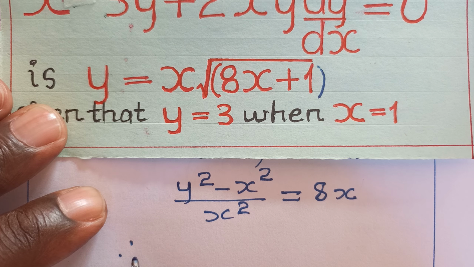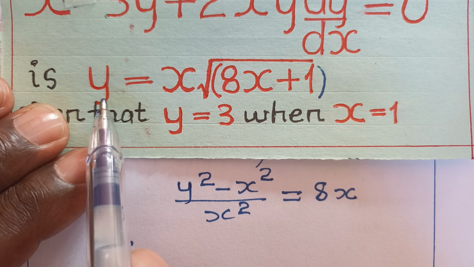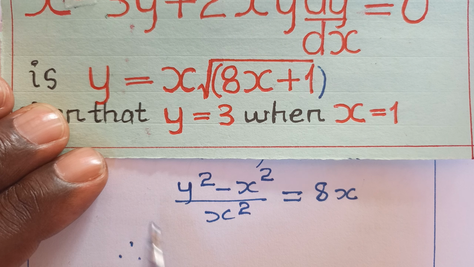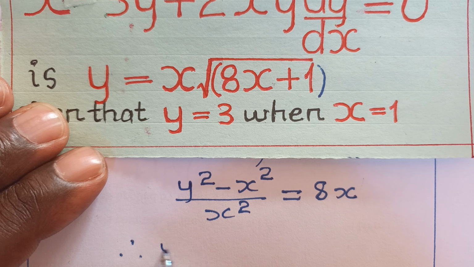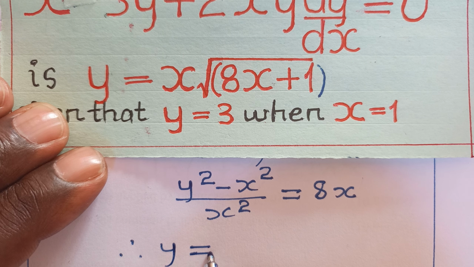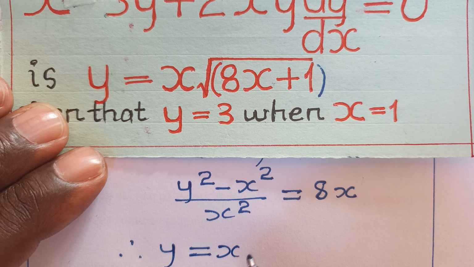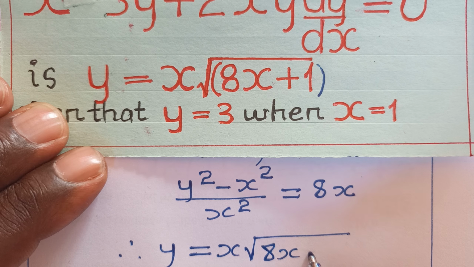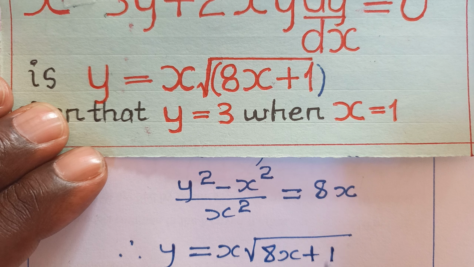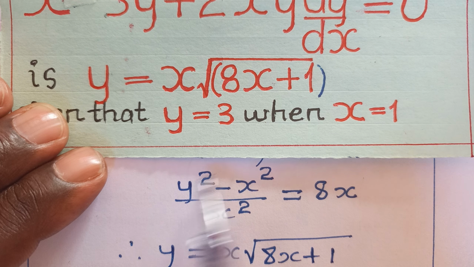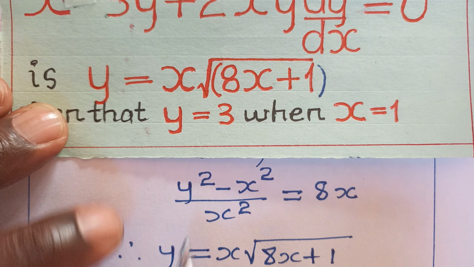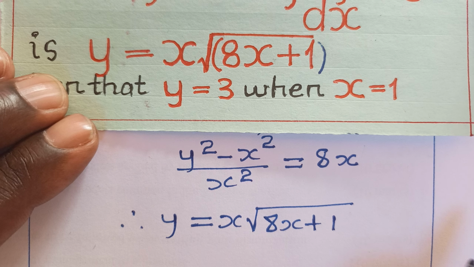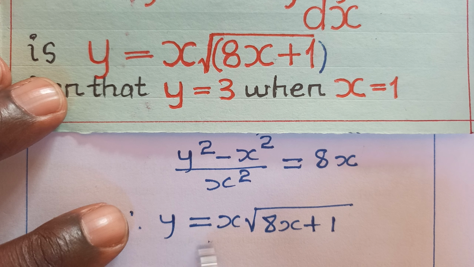For me, let me just go ahead and write this solution, because I am sure that this will bring about y equals x square root of 8x plus 1. Guys, go and try it and see whether this will bring this when you make y the subject of the formula. And guys, I believe it shall come to this.